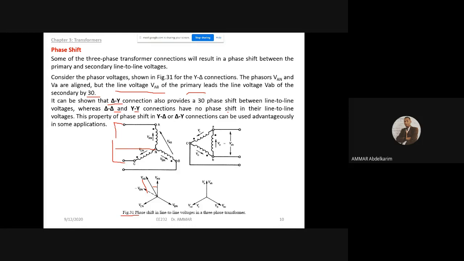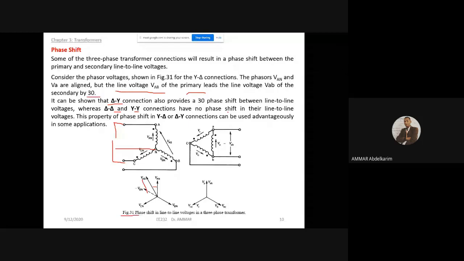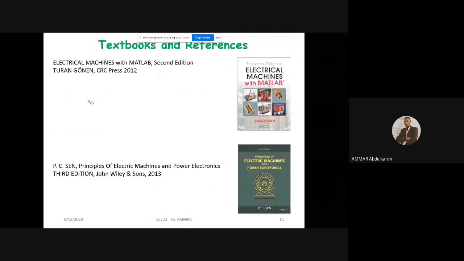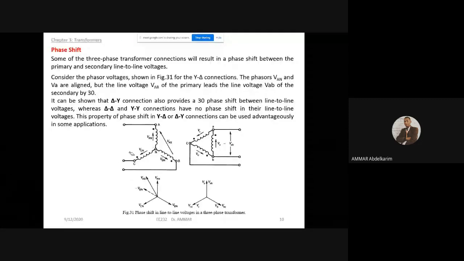There are some machines with 6 phases. If we have, for example, a 6-phase machine, the first 3 phases and the second 3 phases must be shifted by 30 degrees or 60 degrees or some such angle. So we can use those types of connections. This is the last point in this part, which is the phase shift that can be achieved by these types of connection, delta-Y or Y-delta.